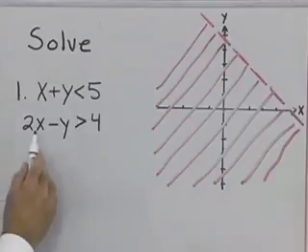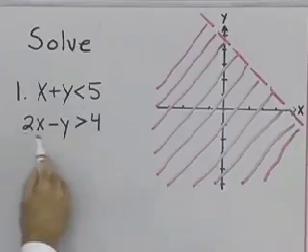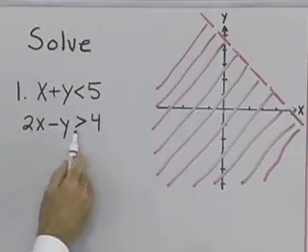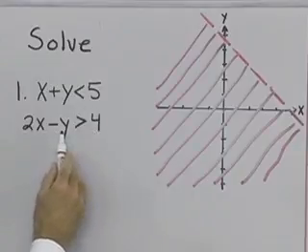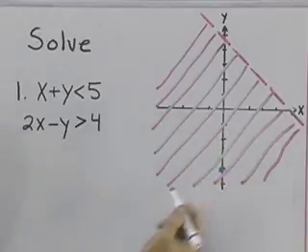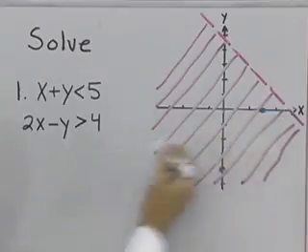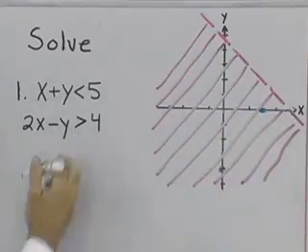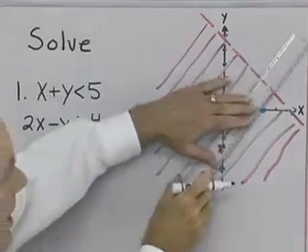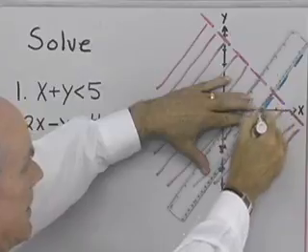My next line is 2x minus y is greater than 4. I know the boundary for this inequality is going to be 2x minus y equals 4. It will have a y-intercept at negative 4, so 1, 2, 3, 4. That point will be on the boundary, and an x-intercept of 2. My inequality is strictly greater than, so I want to graph the boundary with a broken line, so I'll do that. It should look like this.